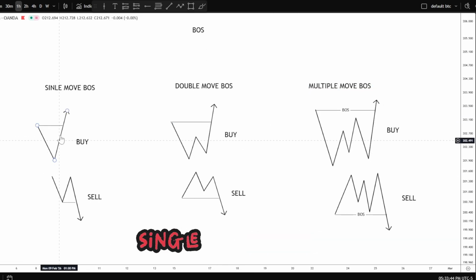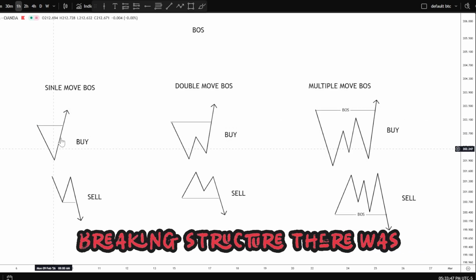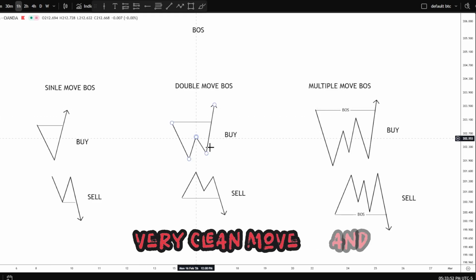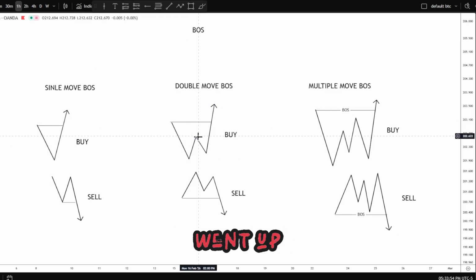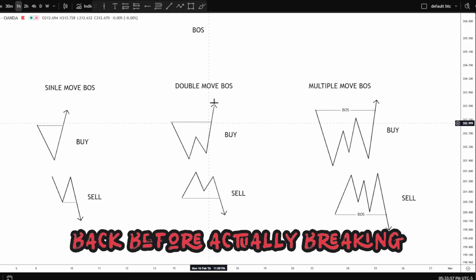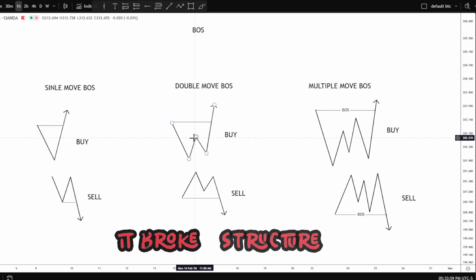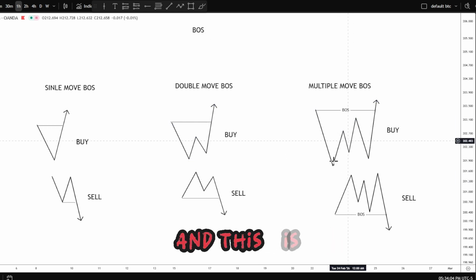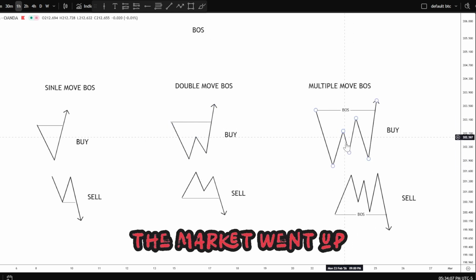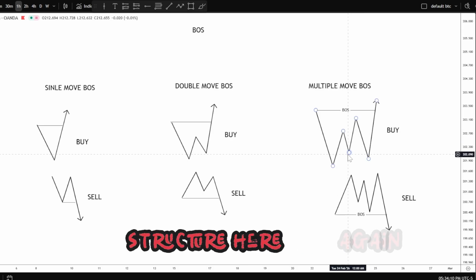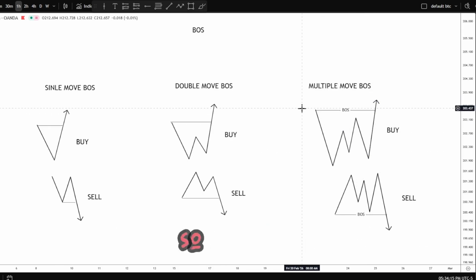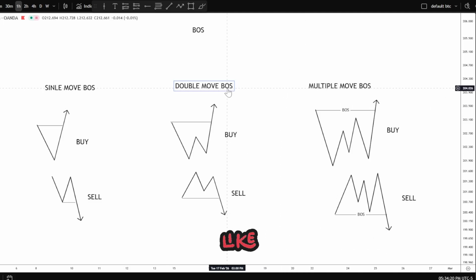This one was a single clean move to the upside breaking structure. There was no pulling back. The market just broke structure in a single move, very, very clean move. And this one, the market went up, met a resistance, came back before actually breaking. So this is a double move break of structure. It broke structure here twice before getting here, and the same thing. And this is a multiple leg. The market went up, came back, went up again, broke structure here again, did some manipulation before actually breaking structure to the upside. So now let me go to the chart and show you what each and every one of them looks like.